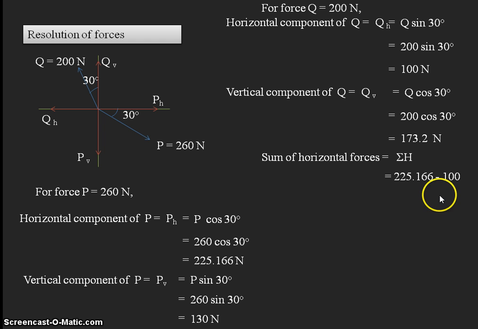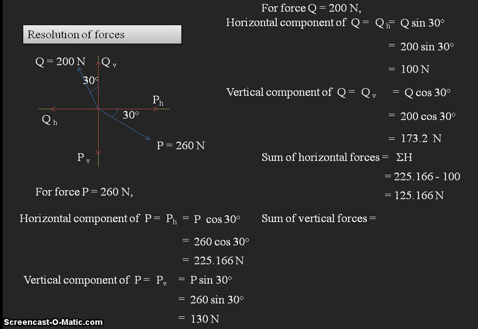So similarly we got here 225.166 minus 100. According to the direction, x direction and negative x direction, and y direction and negative y direction, we need to take the negative sign while getting the sum of the forces. So this one is the sum of the horizontal forces, and we get the value as 125.166.